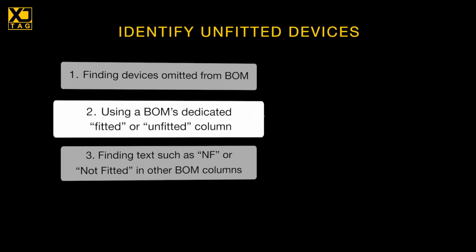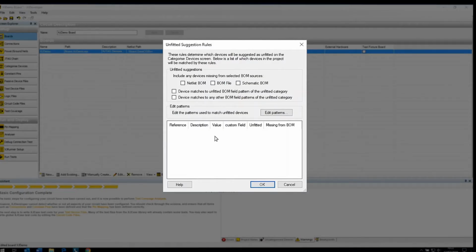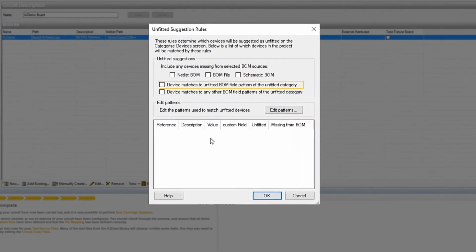But what if you've got a BOM file that has a column specifically to tag such devices? To use that data, you tick the next box down: Device matches to unfitted BOM pattern of the unfitted category. Of course, your company standard for what text to put in an unfitted column might be different to mine, so you may need to change what XJ Developer's searching for to make it work with your terminology. To see what I mean, let's look at a simple example.